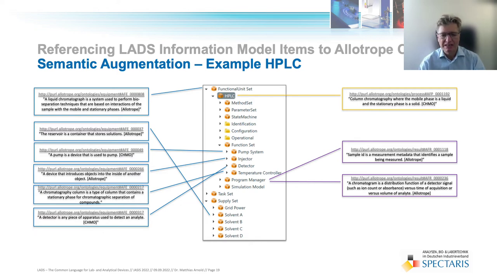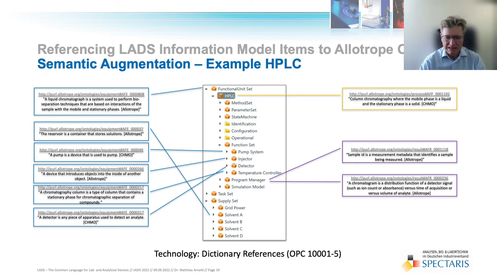OPC UA provides a technology called dictionary references, which helps linking any OPC UA item to an external semantic definition. By leveraging this technology, information in a LADS OPC UA enabled device can easily be augmented with semantic definitions. Bottom line, the resulting high quality and labeled data is the perfect input for applications like data-driven reasoning and insights. Sounds very promising, doesn't it?